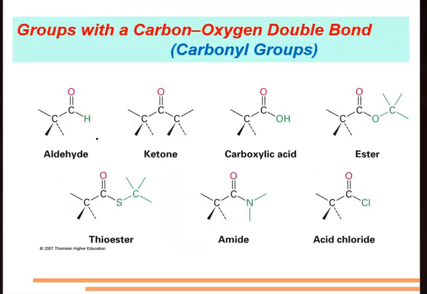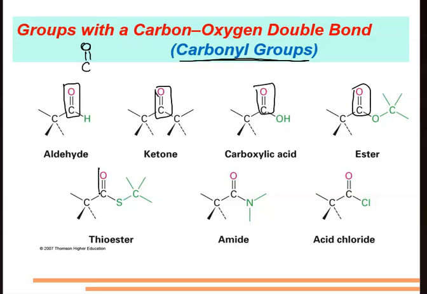Next one is the carbonyl structures. These all fall under one big umbrella of carbonyl groups. Carbonyl means where you have a carbon-oxygen double bond. That is mandatory in carbonyl containing functional groups. So I'll box them. See, here we have a carbonyl, here we have a carbonyl, there is a carbonyl, and esters, thioesters, amides, and acid chlorides.